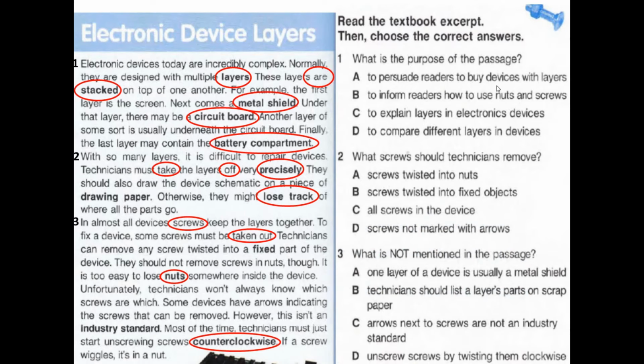Okay, the next exercise is more complex, so you need to do it in a written form in your copybooks. You need to read the text and choose the correct answers on the right. Let's read together the questions and the variants of the answers.